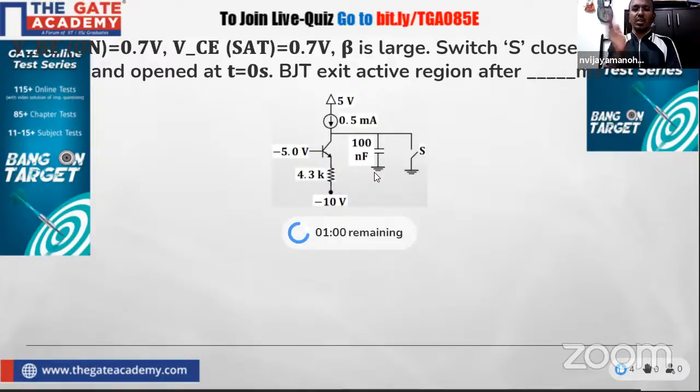So here the switch S was kept closed for a long time and then opened. VBE on is 0.7 volt, VCE sat is 0.7 volt and beta is given to be very large. It's a very beautiful question. You need to understand what is happening here. And the question is, after how much time the BJT will exit active region.